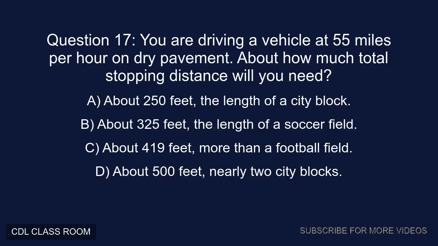Question 17. You are driving a vehicle at 55 miles per hour on dry pavement. About how much total stopping distance will you need? A. About 250 feet, the length of a city block. B. About 325 feet, the length of a soccer field. C. About 419 feet, more than a football field. D. About 500 feet, nearly 2 city blocks. Correct answer, C. About 419 feet, more than a football field.